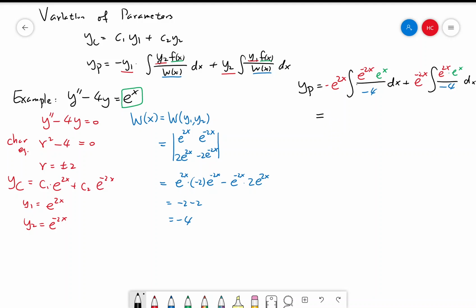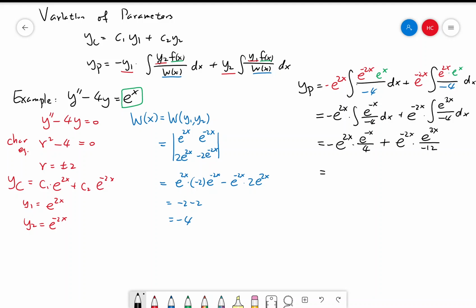This is equal to negative e to the 2x times the integral of e to the negative x over negative 4, plus e to the negative 2x times e to the 3x over negative 4. So this is negative e to the 2x times e to the negative x over 4, plus, we don't need plus c here, plus e to the negative 2x times e to the 3x over negative 12. So it's negative 1/4 e to the x minus 1/12 e to the x. So it's going to be negative 1/3 e to the x. Alright, so that's our particular solution.